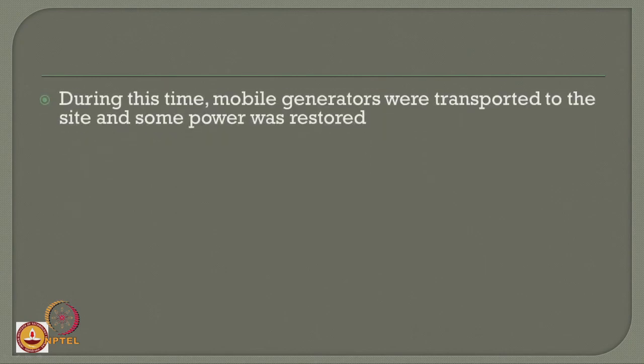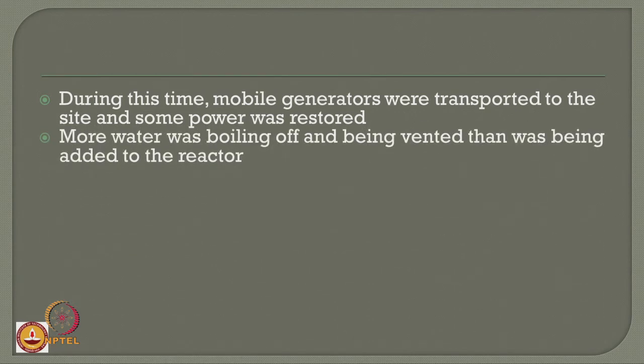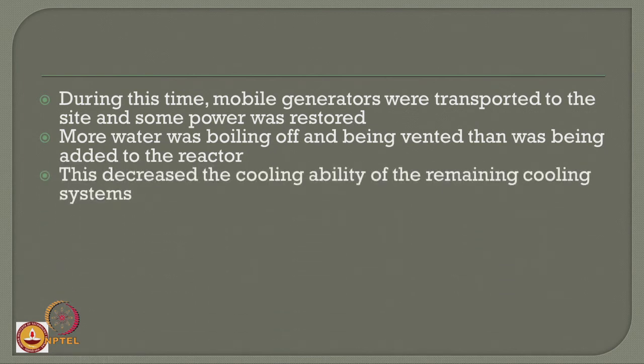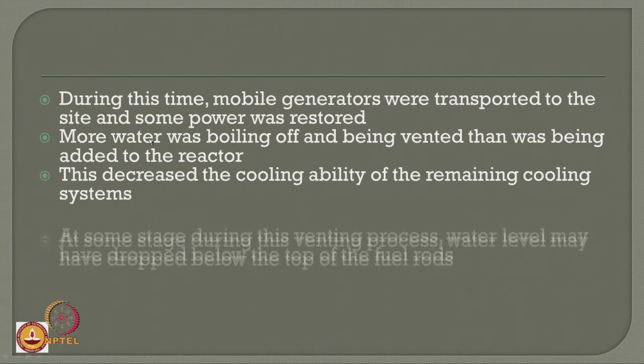So, during this time mobile generators were transported to the site and some power was restored. More water was boiling off and being vented, and more water was being added to the reactor to cool it down. This decreased the cooling ability of the remaining cooling systems. Of course, the remaining cooling systems, which were only partially working, were again relieved because external water was being pumped in. Now, there is a problem here.